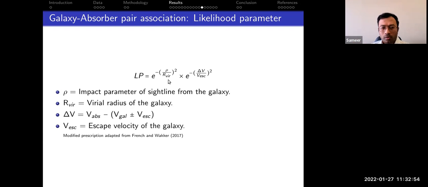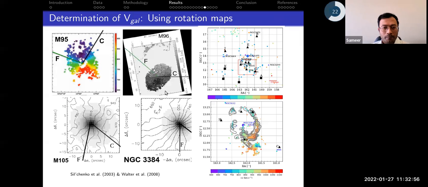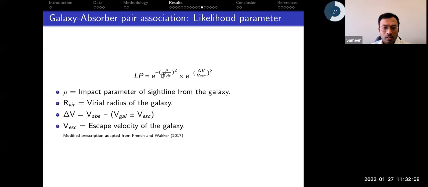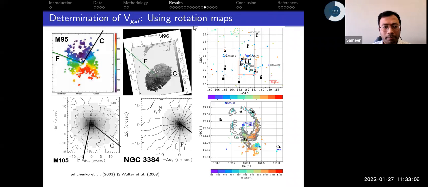All the other terms, like R virial and V escape, are simpler to determine, but for V gal, to determine that, we make use of rotation maps and the stellar velocity fields in the direction of these different sightlines. I will discuss this using the example of sightline C in this case.